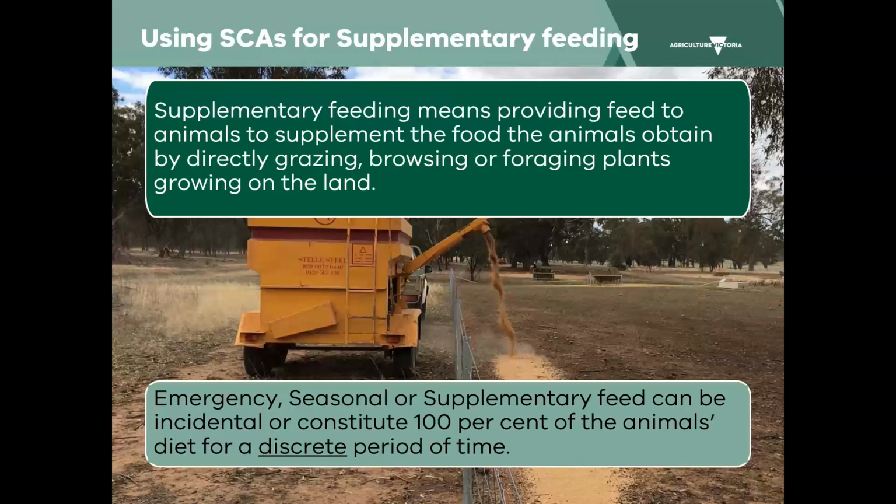And what we mean by the discrete period is you have an end date. That might be 2 weeks post autumn break, as I mentioned, or it could be when we're going to feed up till Christmas because nobody wants to feed on Christmas. So having that discrete period is important, and that's why at the very start I said write out your stock containment area plan, because you do want to identify that period and how you intend to use it, because that will help you identify whether it is part of the stock containment area for emergency, seasonal or supplementary feeding, or does it trigger an intensive permit for a feedlot.